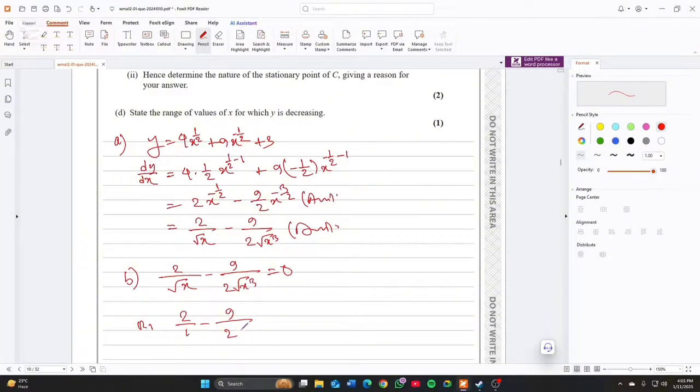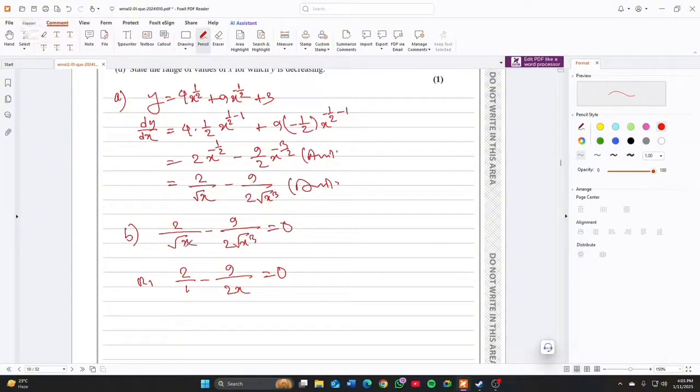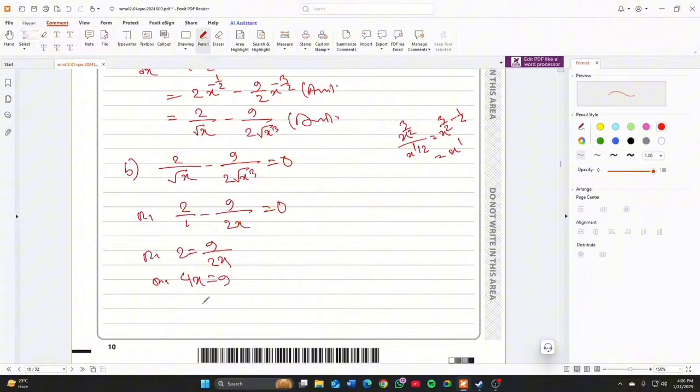So 3 by 2 divided by 1 by 2 is 1, if I'm not wrong. Yeah, 2x equals 0. What did we do? We took root x to be common. So since we took root x common, here it remains 1, and here, since x to the power 3 by 2 divided by x to the power 1 by 2 gives us x to the power of 3 by 2 minus 1 by 2 equals x to the power of 1. Or 2 equals 9 by 2x, or 4x equals 9. Therefore x equals 9 over 4. That is the answer.